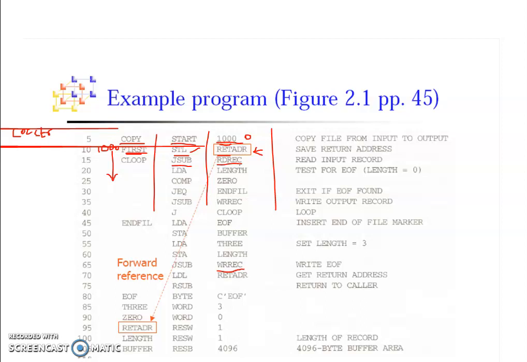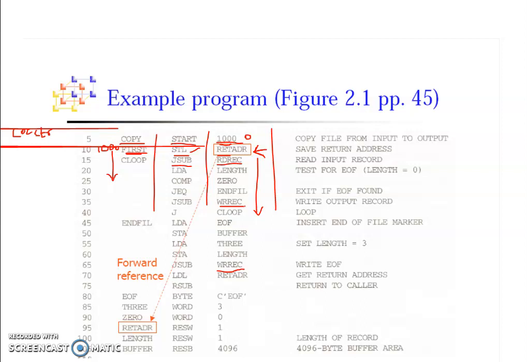So here we are making use of this link register. Why? Because in this routine we will be reading the record, and also it comes under a loop. So after reading the record, in the same loop we will be encountering the write record also.